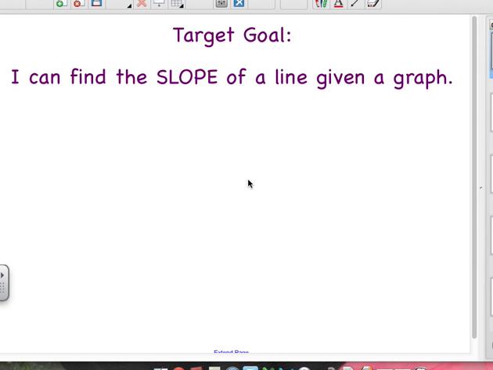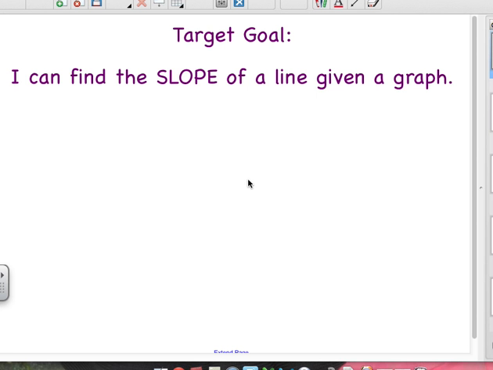This is the next lesson in our unit talking about functions, and specifically we are talking about linear equations. Remember, these are equations that can be graphed as straight lines. So we're going to continue on with all the things there are to learn about linear equations and graphing linear equations as straight lines on the coordinate plane.